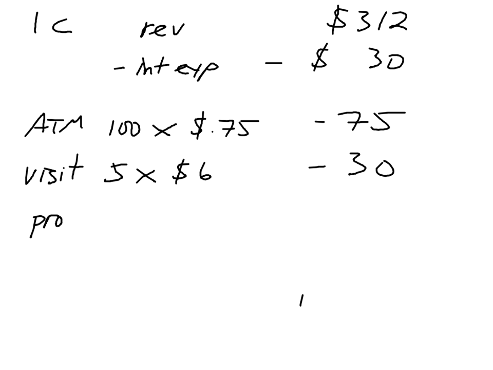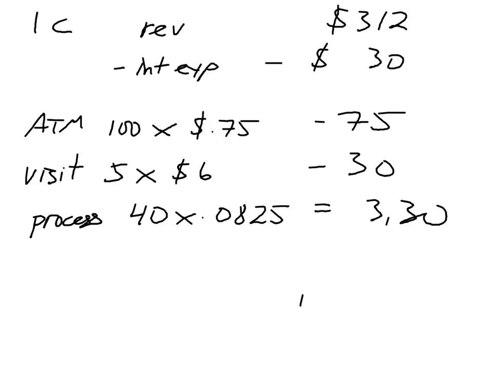The customer also processed 40 transactions, and it's 0.0825 per transaction, so that's going to be $3.30.